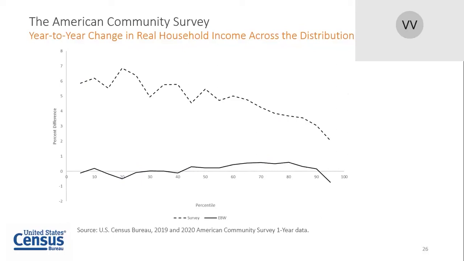Basically, what this graph shows is that the prior production method would have resulted in an estimate of a relatively large increase in income between 2019 and 2020 across the income distribution. But then when you apply the experimental estimate and compare experimental from 2019 to 2020, you get that for the most part, ACS estimates of household income are relatively flat and relatively similar to the 2019 estimate.